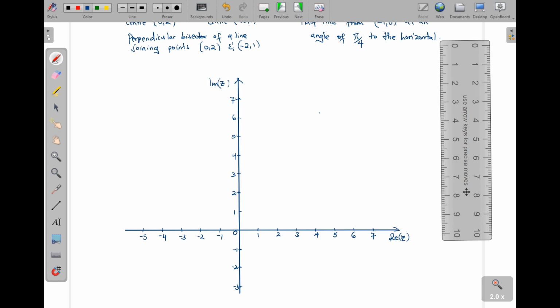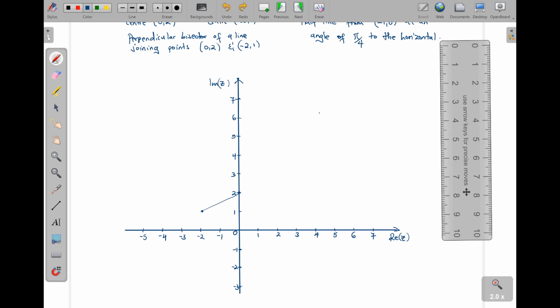Okay, so we need to plot the centers 0, 2. 0, 2 is here. Then the other one is -2, 1, probably it is here. So this line that is joining these 2 points, we need a perpendicular bisector, and you know a perpendicular bisector passes through the midpoint.